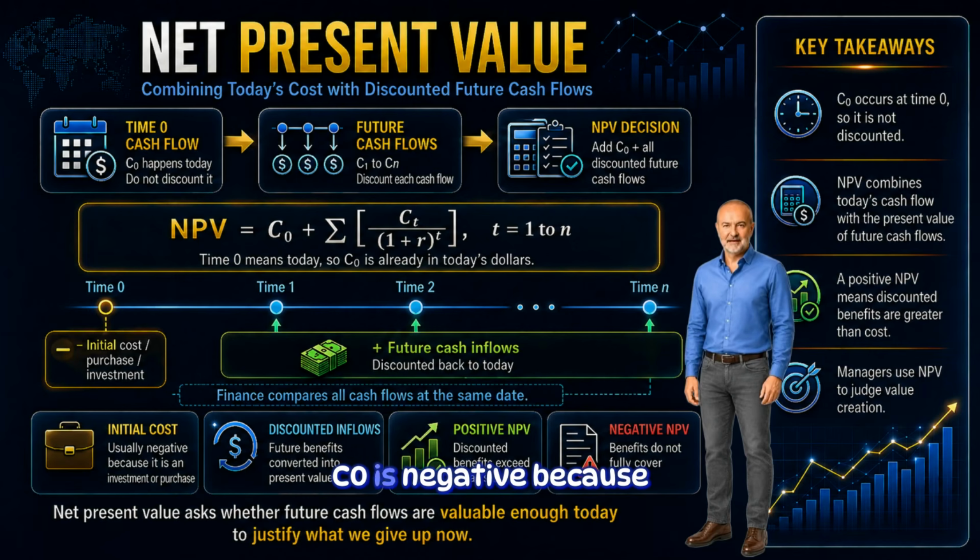Most of the time, C0 is negative because it represents an investment, a purchase, or an initial cost. Future cash inflows are usually positive. A positive NPV means the discounted benefits are greater than the cost measured today. A negative NPV means the expected benefits do not fully cover the cost after accounting for the time value of money. This is very important for managers. The issue is not only whether cash will be received later. The stronger issue is whether those future cash flows are valuable enough today to justify what we must give up now. That is the finance way of thinking about value creation.